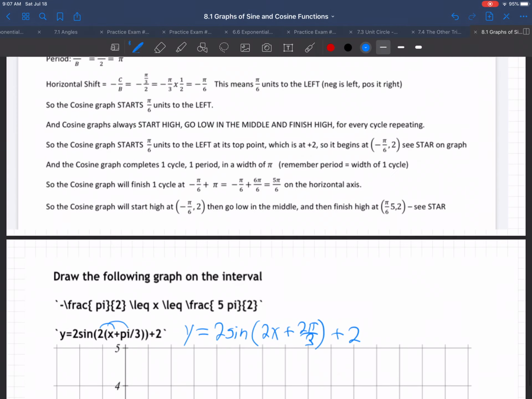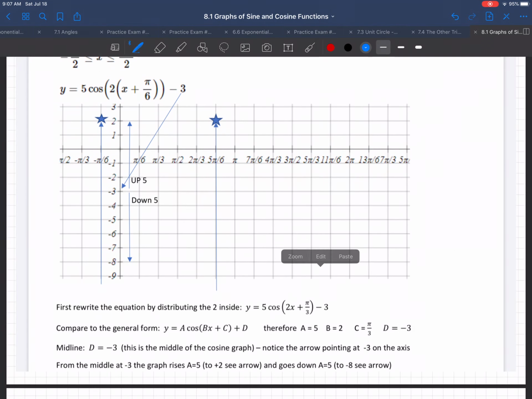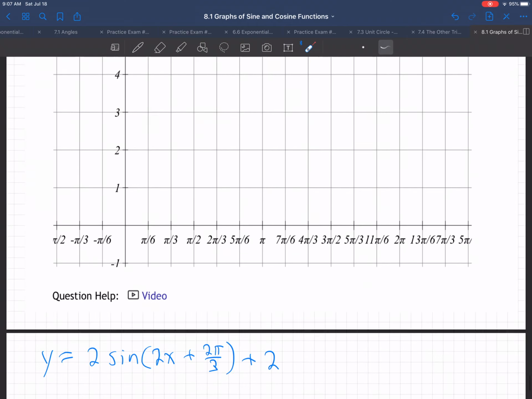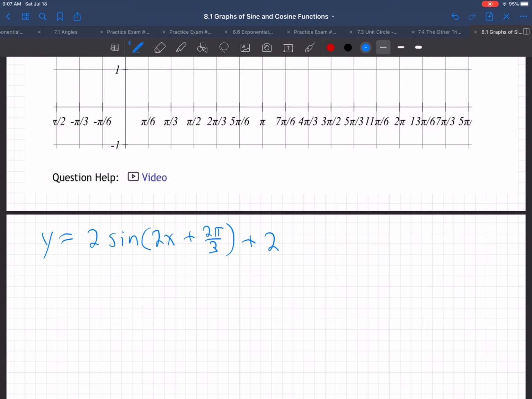Okay, next step, if you look at the instructions, is to compare to the general form: y equals a cosine bx plus c plus d. Identify a, b, and c. So let's do that. So y equals a, in this case sine bx plus c plus d. So it's really easy to tell what a, b, c, and d are.